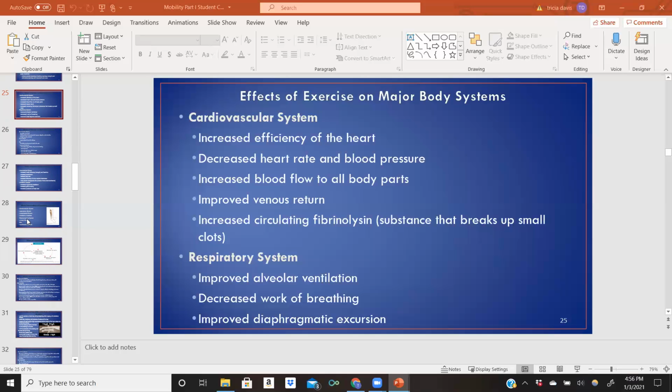What effects does it have on our respiratory system? Well, it improves alveolar ventilation. So you remember back to anatomy and physiology, all those little alveoli that are inside of your lungs, the more air you take in, the wider they stay open, the more air that comes in, so you get more ventilation. You have a decreased work of breathing. You don't have to work as hard because your respiratory system has improved ventilation, so it can work easier and more efficiently. And then you have improved diaphragmatic excursion.